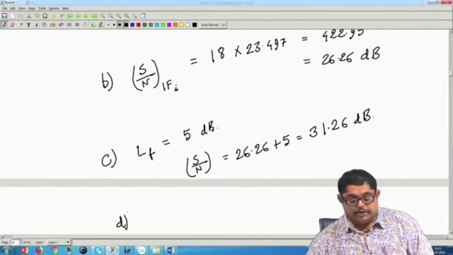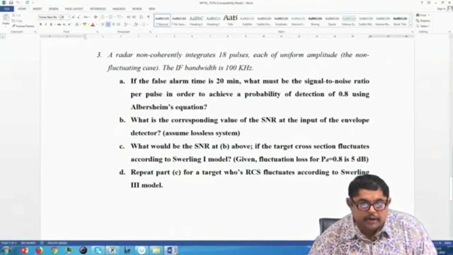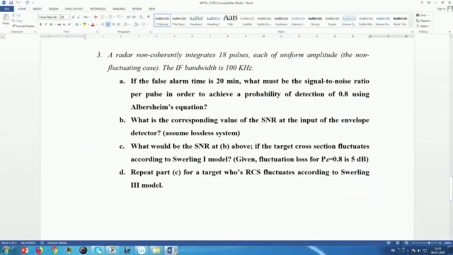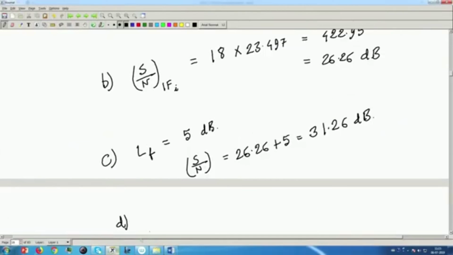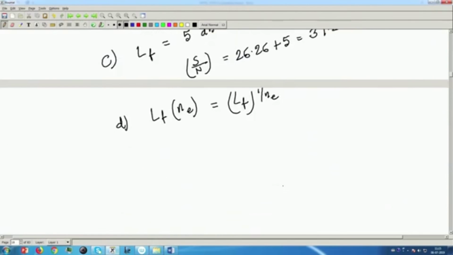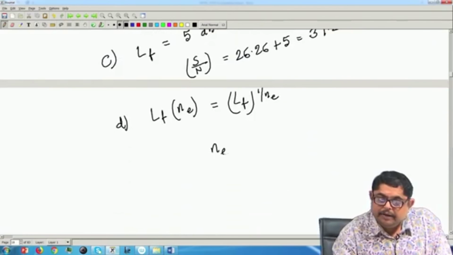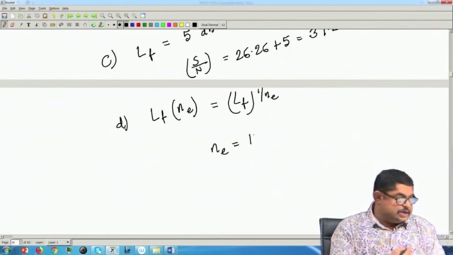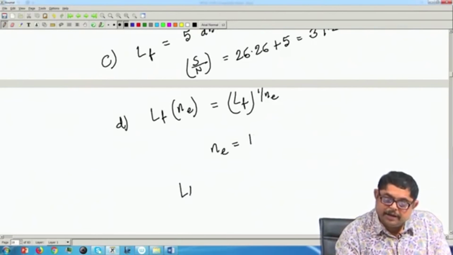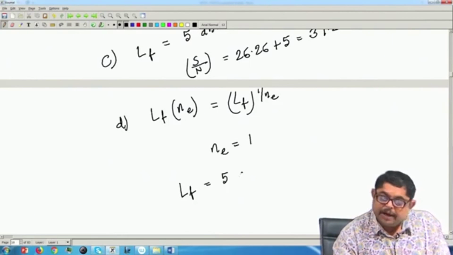And I think the next one is according to Swerling 3 model. Swerling 3 has a different LF calculation. So, LF will be based on this NE, that is LF to the power 1 by NE, and any value you can take, generally 1. So, LF again comes to be 5 dB.